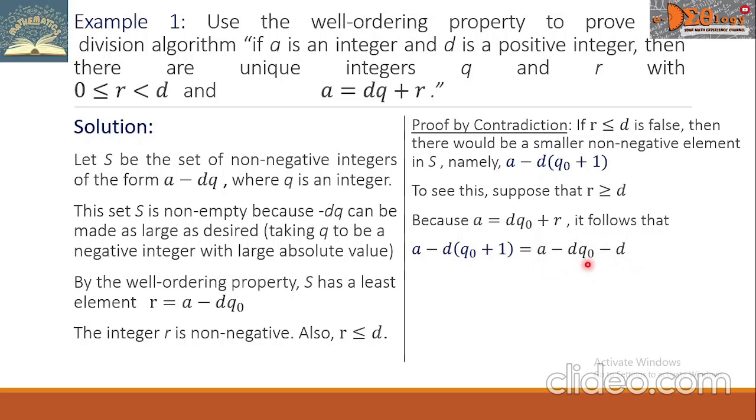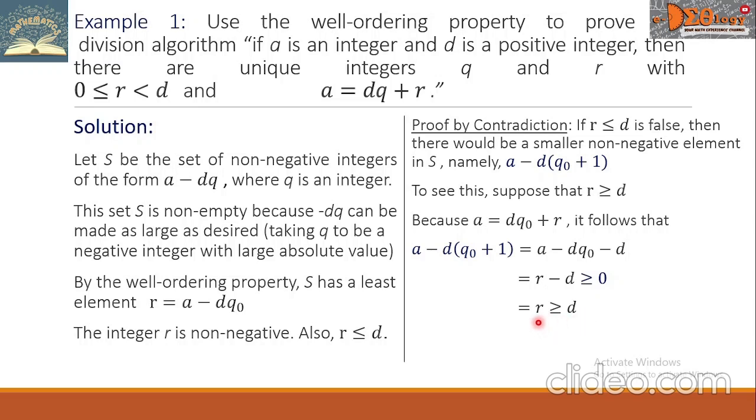Now look at this a minus d times q sub 0. A while ago, we set this as the value r. Let us substitute r in here. So we have r, then minus d. This value here must be greater than or equal to 0. Then we can move this negative d to the right side of the inequality. So we have r is greater than or equal to d.